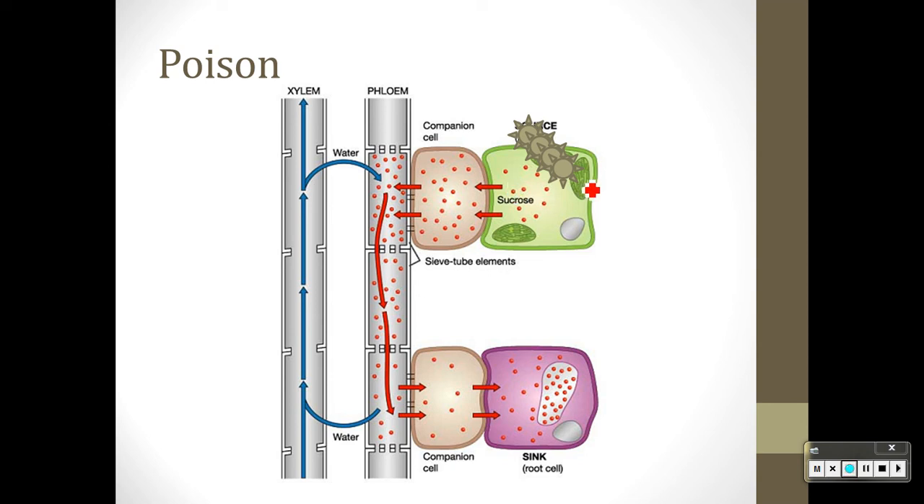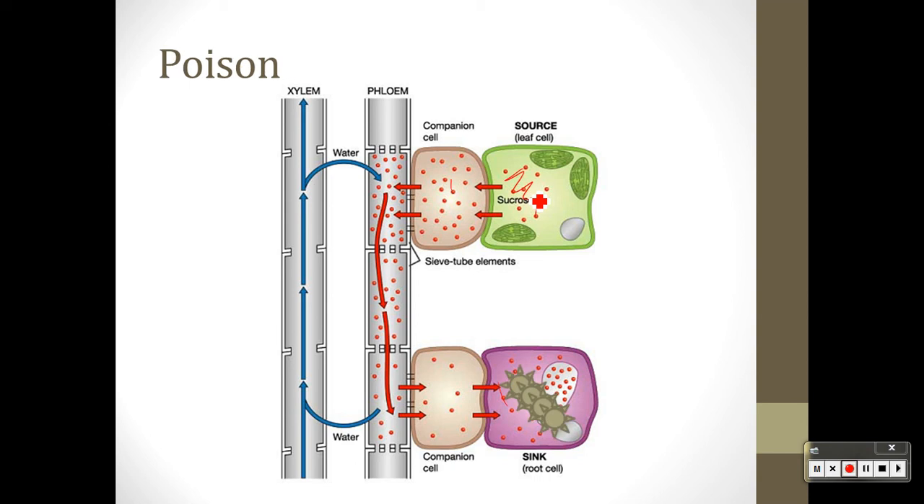So if we put the poison on the leaf, the phloem will send it to the root, and then it would kill the root. So we have to watch how we do this, though, because if it was to kill too fast, it'll actually kill the companion cell and never actually make it to the root. So what we do is we send a very slow-acting poison, we put it on the leaf, and that slow-acting poison makes its way to the root through active transport in the phloem, and it would kill the root.